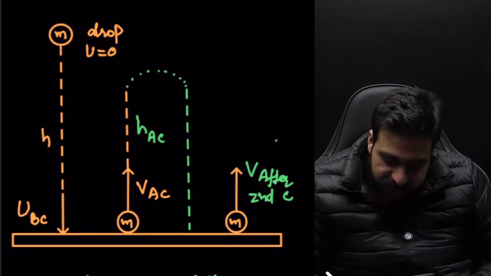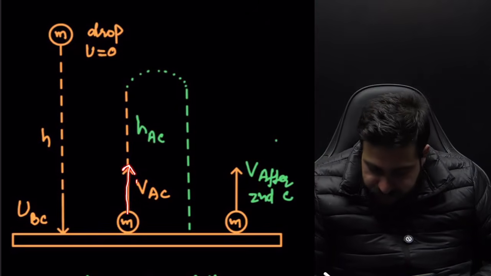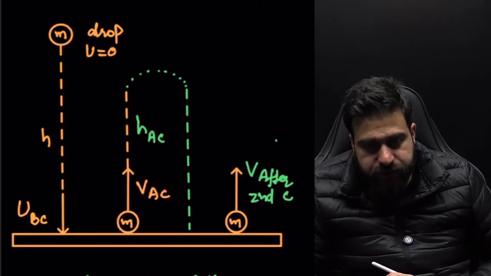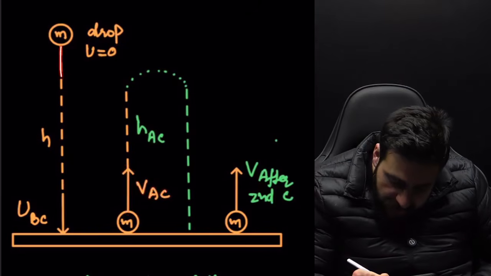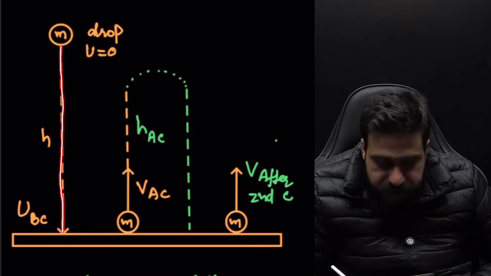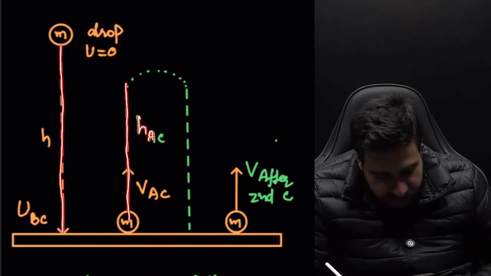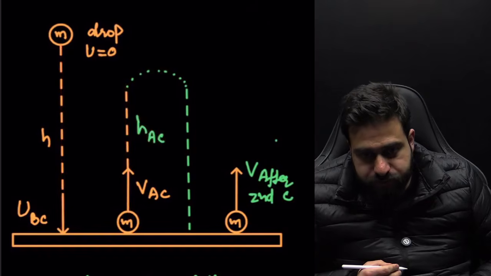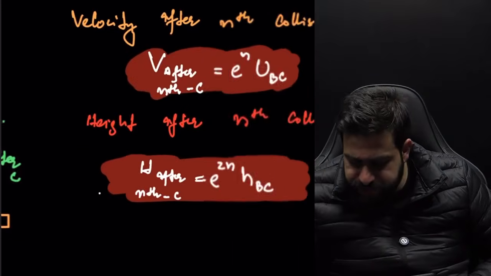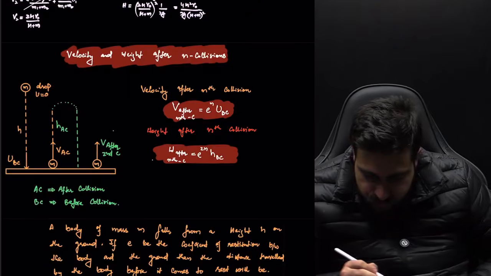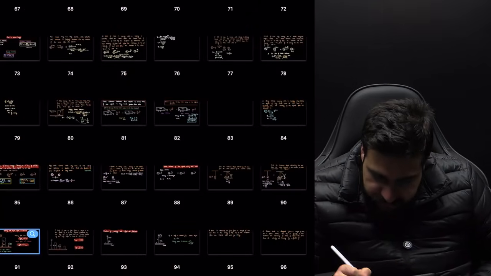And then it will be reflected again. This is the velocity after collision. And this is the height covered before collision. This is the height covered after the collision, HAC. Absolutely, sir. First and foremost thing I want you guys to understand in this one, listen carefully.